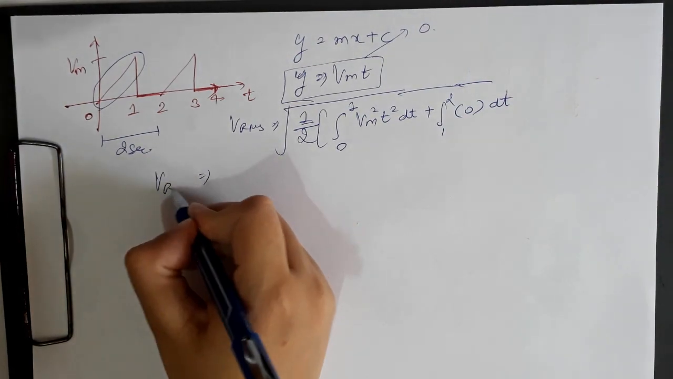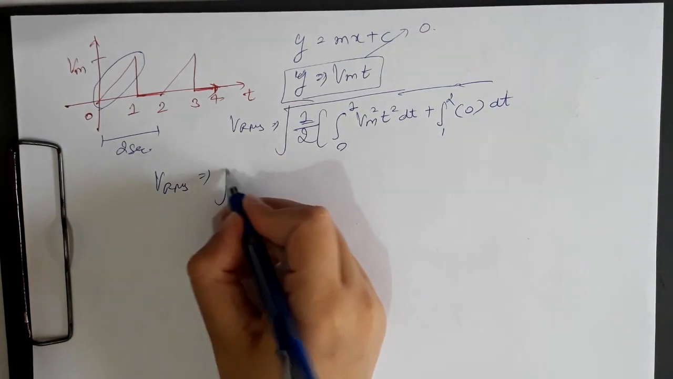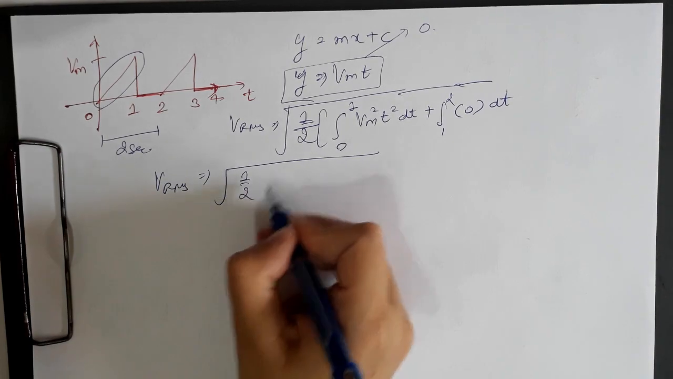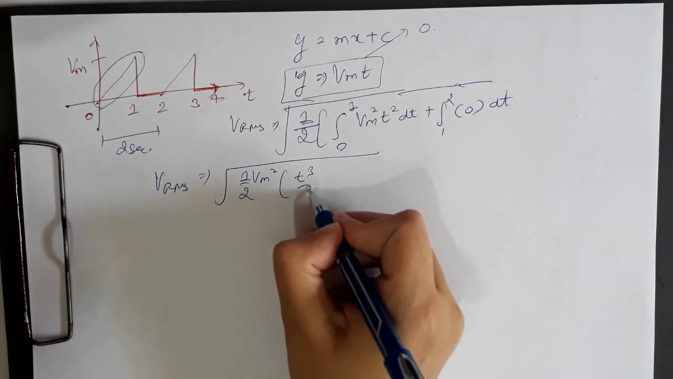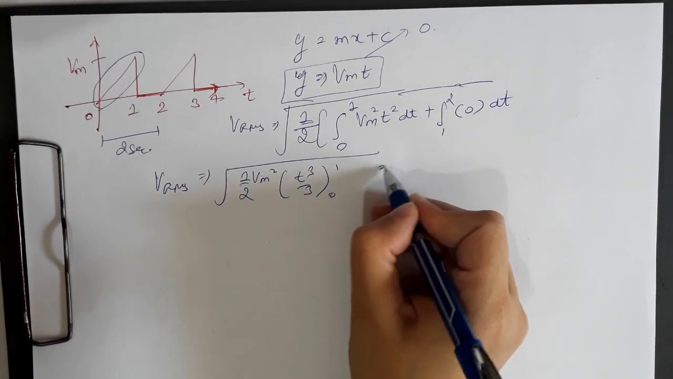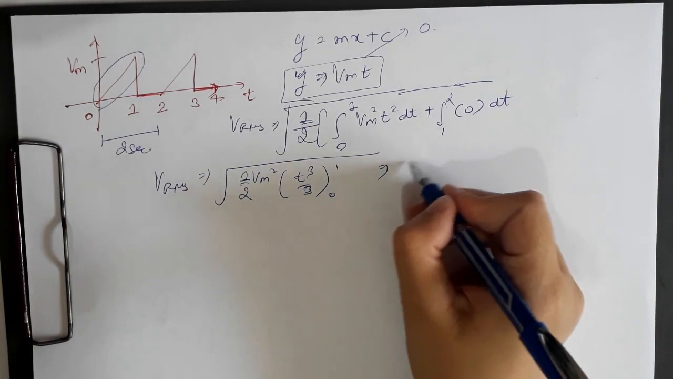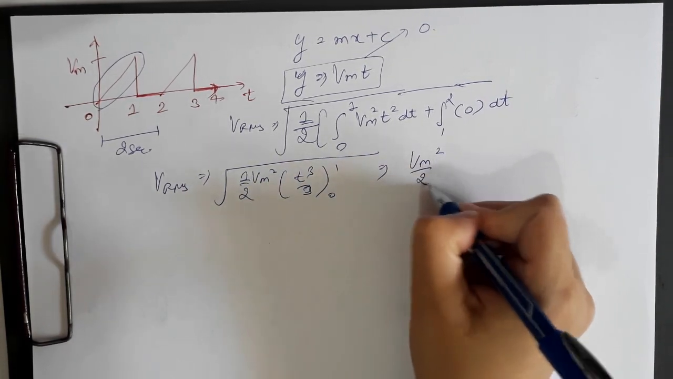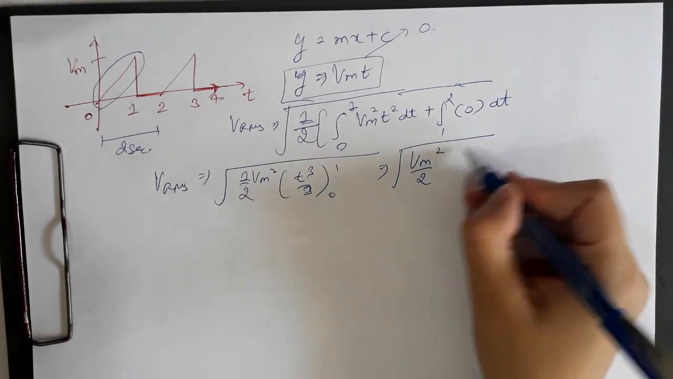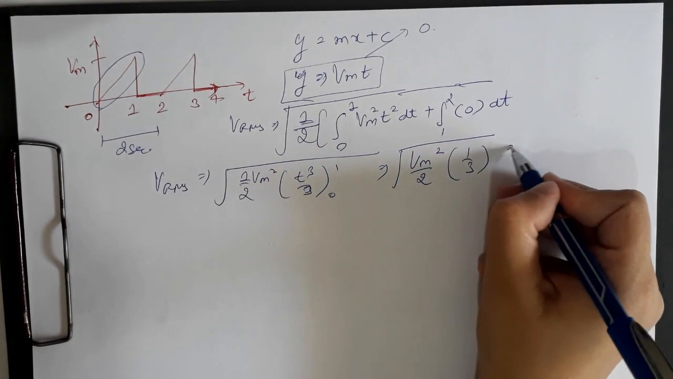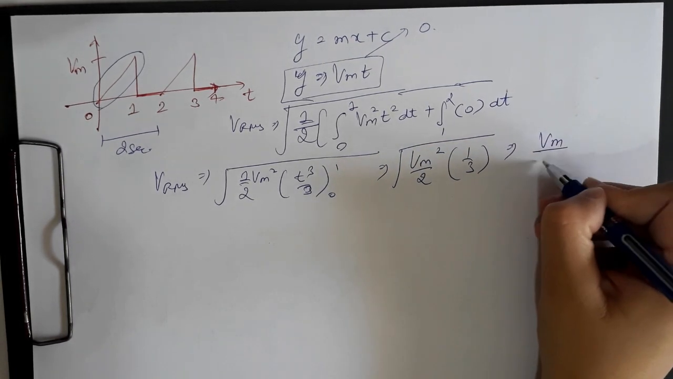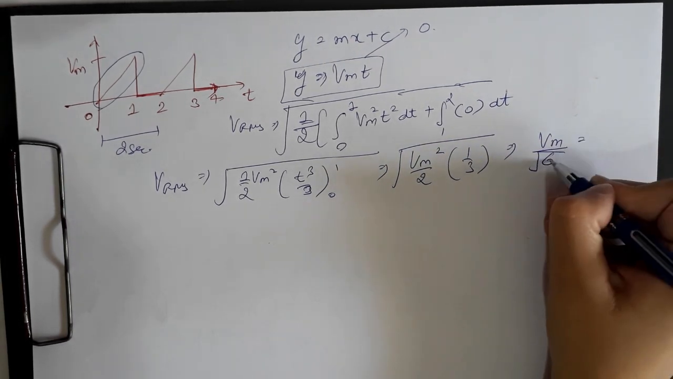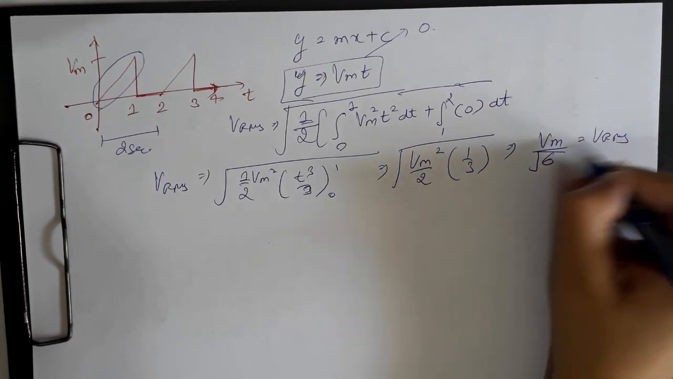Solve it. Vrms comes out to be 1 upon 2 Vm square. This is t cube upon 3 from 0 to 1. This is Vm square upon 2, putting the value t equals to 1, 1 upon 3. So here Vrms is Vm upon root 6 is the Vrms of this waveform.